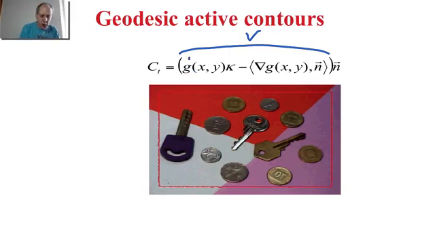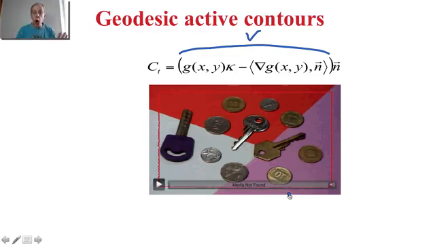Let's say that this function was not here. Let's leave this term aside for a second. Let's assume that this function was never here. So we have C_t equal kappa, curvature, which collapses to a point. I don't want that. I want this red curve to stop at the boundaries of the shapes. I don't want it to collapse to a point. So how do I do that?